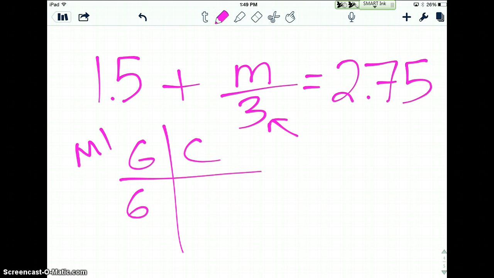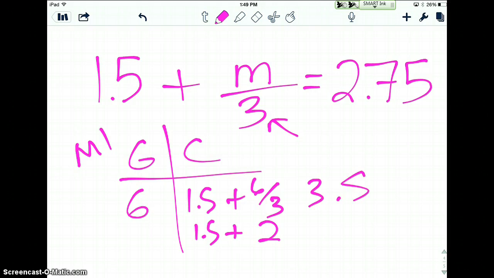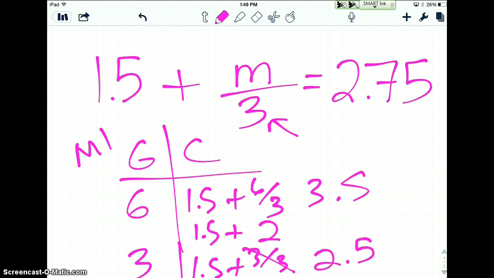All right, so I have 1.5 plus 6 divided by 3. Well, 6 divided by 3 is 2, and 2 plus 1.5 is 3.5. So I'm pretty close. Oh man, that's too much. So what if I step it all the way down to 3? Then I'm going to have 1.5 plus 3 divided by 3. And 3 divided by 3 is 1. And 1 plus 1.5 is 2.5.